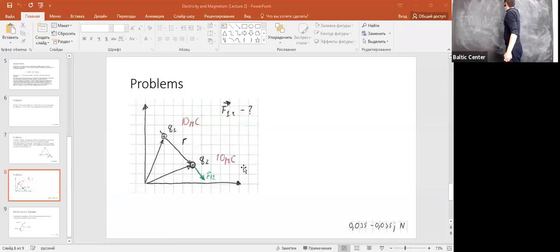So problem number 3. It's very important because such kind of problems should be in the exam. Okay, so we have again two positive charges, and the magnitude of the two charges is 10 microcoulomb.